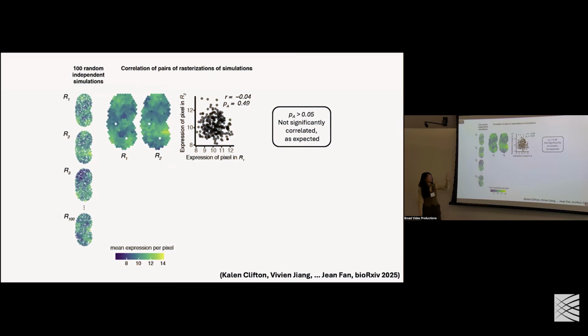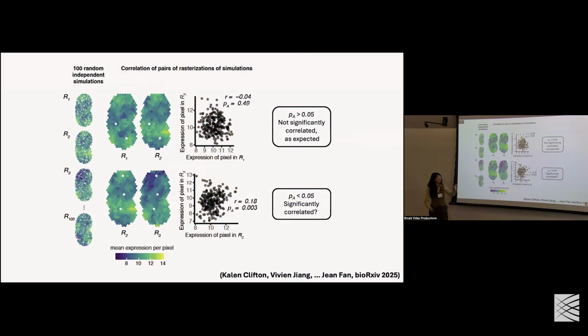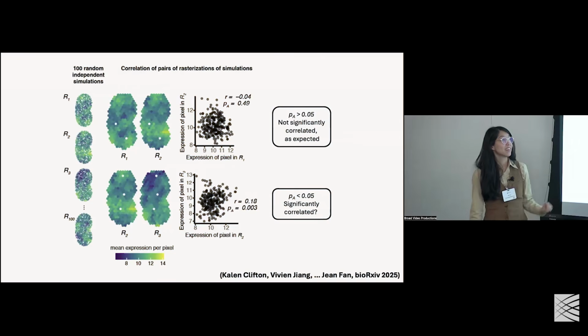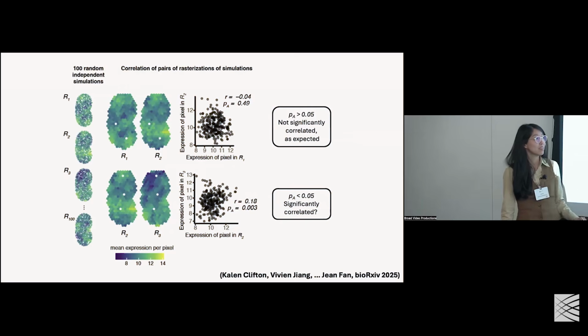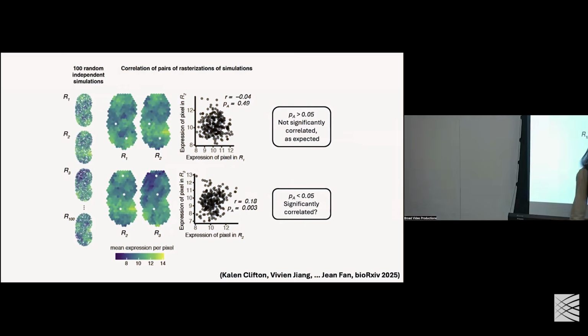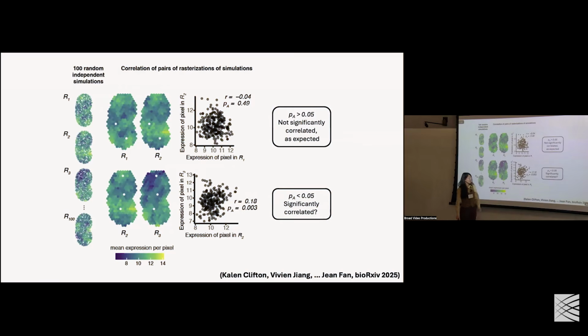Again, we can do this alignment, rasterization, and evaluate at the same matched pixel locations. What is the correlation between all these different pairs? In this case, we find an analytical p-value of 0.49, so not significant, and that's what we would expect. But it turns out if we do it for all pairs, we do find some that get a significant analytical p-value just by chance.